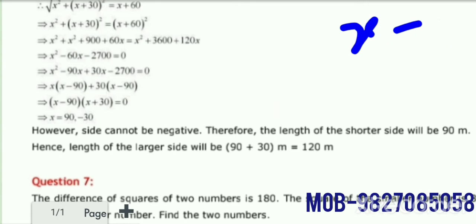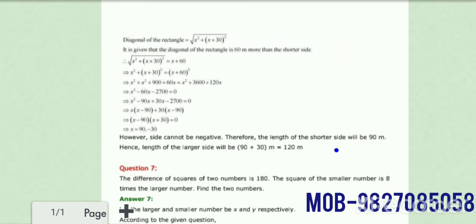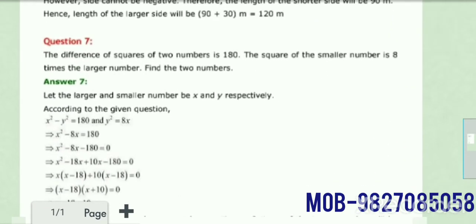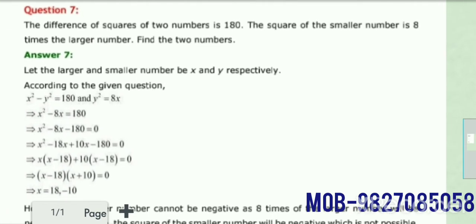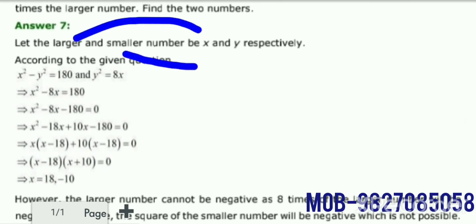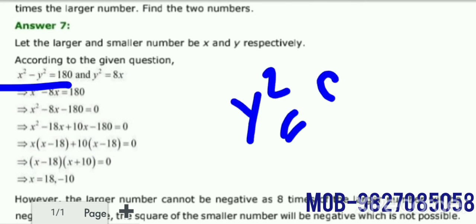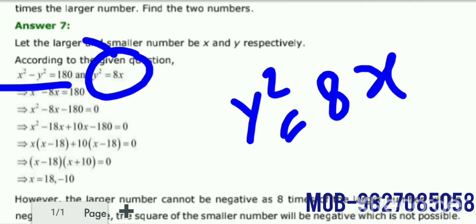Now question number 7. Question number 7 is: the difference of the squares of two numbers is 180. The square of the smaller number is 8 times the larger number. Find the two numbers. Let the larger number be x and the smaller number be y. Okay, now according to the question, the difference of squares is 180 and the square of the small number is equal to 8 times the bigger number. Okay, now put the value of y squared from here to there.